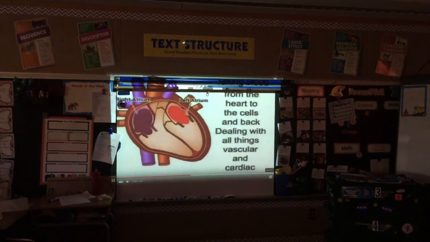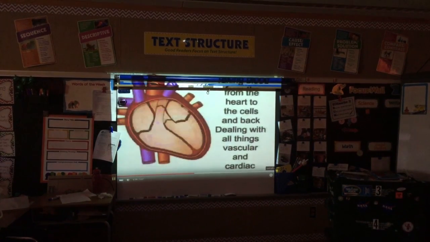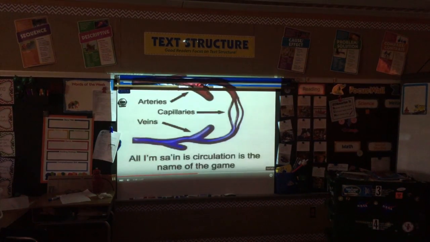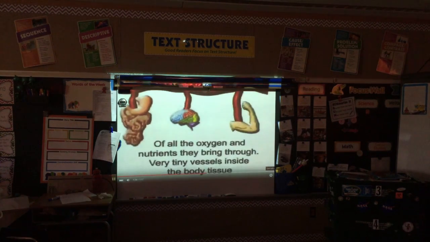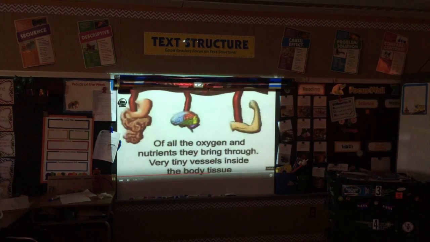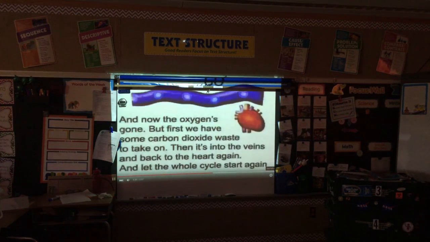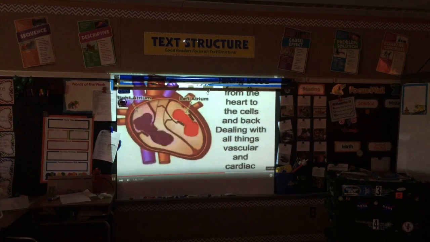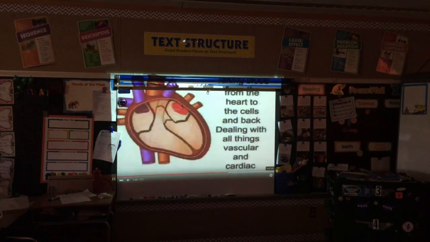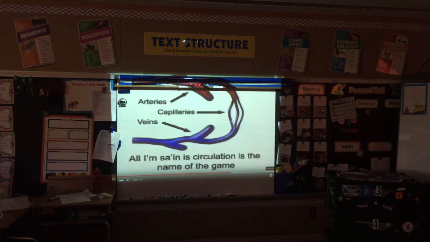From the heart to the cells and back, delivering all things vascular and cardiac. Capillaries, arteries, and veins all saying the circulation is the name of the game. Hey, from the arteries into the capillaries, all your organs and muscles become the beneficiaries of all the oxygen and nutrients they break through. Very tiny vessels inside of the body's tissue. And now the oxygen's gone, but first we got some carbon dioxide waste to take on, and it's into the vein and back to the heart again. And let the whole cycle start again. Taking blood from the heart to the cells and back, dealing with all things vascular and cardiac. Capillaries, arteries, and veins all say circulation is the name of the game.